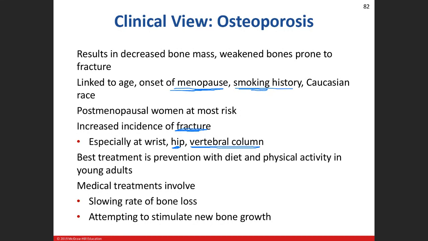So how do we treat it? Obviously, we try to prevent it. Diet, lots of calcium, lots of magnesium, and then physical activity, big time. So the more you do now, it will prevent issues later on in your life. And then there's, of course, drugs.